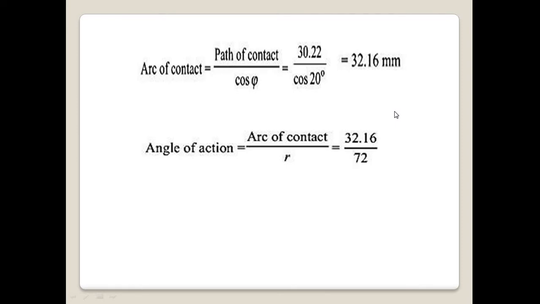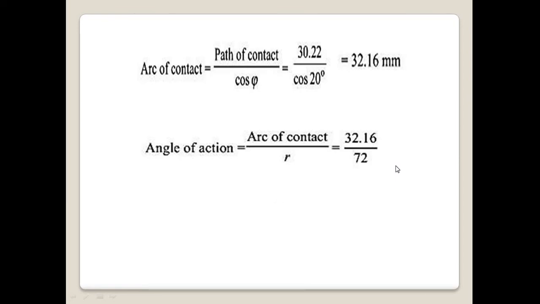In the previous findings, we already found the arc of contact. So put the value of the arc of contact divided by small r. We already found the value of this small r. So put here, what is the value of arc of contact? 32.16. Again, what is the value of small r? That is 72. So the angle of action is equal to 32.16 divided by 72.